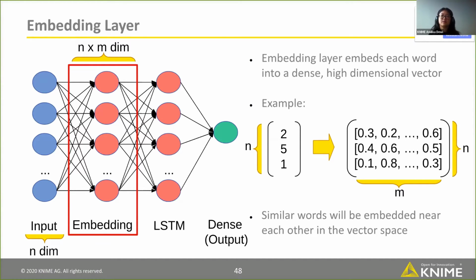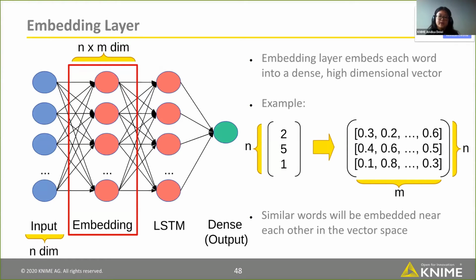And there is a famous example of this: if you do the calculation with the vector for the word king, minus the word man, plus the word woman, it would be equal to the vector of the word queen, which makes sense semantically. And that's why capturing such relationships could provide a performance boost in our sentiment analysis tests.